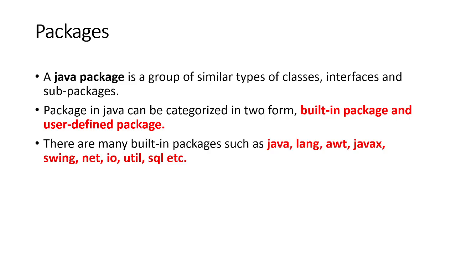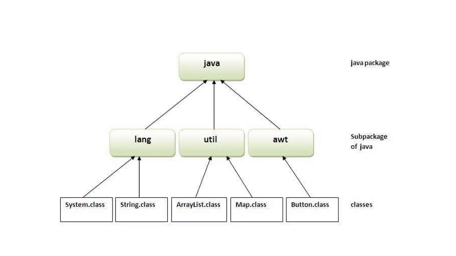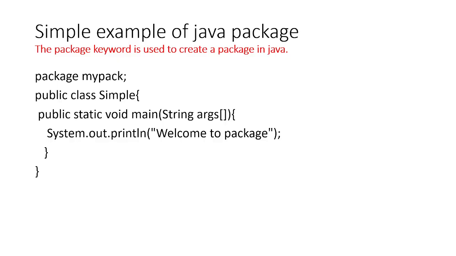Built-in package means already pre-defined. User-defined package means it is defined by the user. Examples of built-in packages are lang, awt, javax, swing, net, io, util, and sql. Based upon your need, you have to use the built-in packages. The main advantages of Java packages are that they categorize the classes and interfaces, remove name collisions, and provide access protection. A Java package consists of sub packages, and sub packages consist of classes.